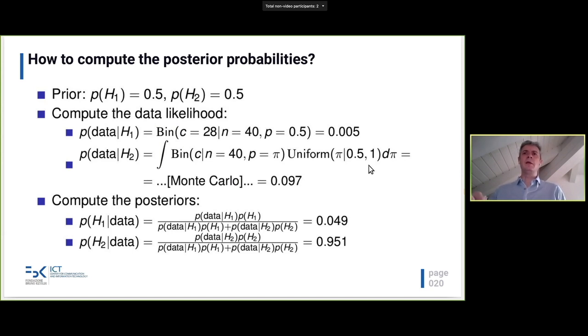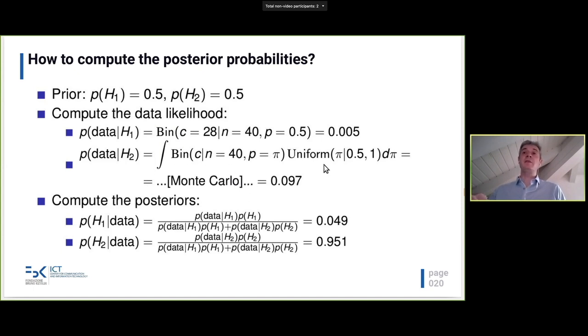How do we do this? Usually we can do it in two ways: analytically, or via Monte Carlo. In this case, let's do it with Monte Carlo, and we obtain 0.097. With this number, 0.097, 0.005, 0.5, and 0.5, we plug it into the formula of the posterior probability, and we obtain our 95% probability for hypothesis 2, which is 20 times more likely than the 5% of the posterior probability of hypothesis 1.